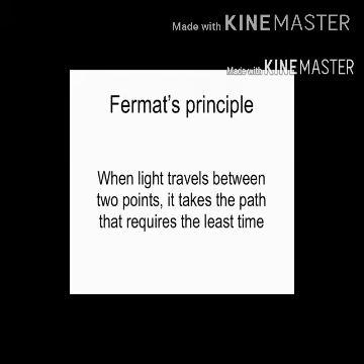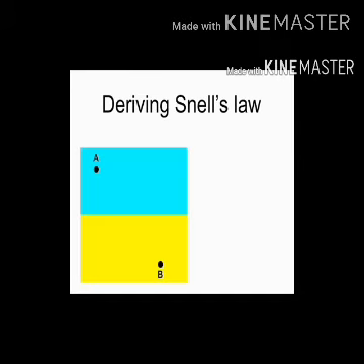Now, Fermat's principle states that when light travels between 2 points, it takes the path that requires the least amount of time. Here we're going to use Fermat's principle to derive Snell's law. So let's consider 2 points A and B in two different materials. A is in a blue material through which light travels at speed v1, while B is in a yellow material through which light travels at speed v2.